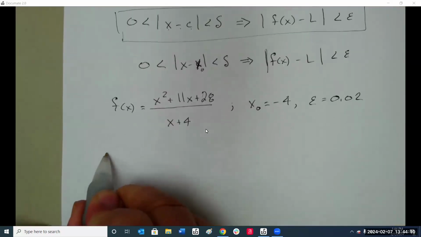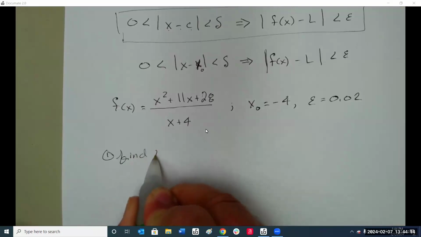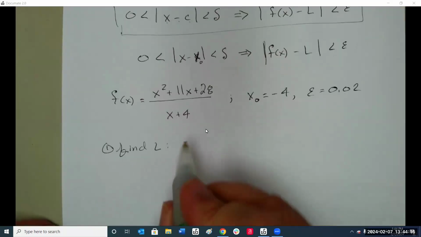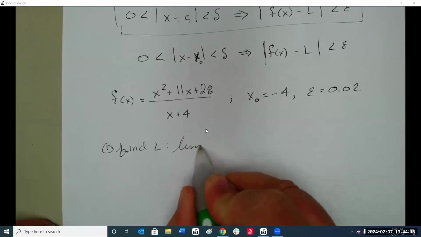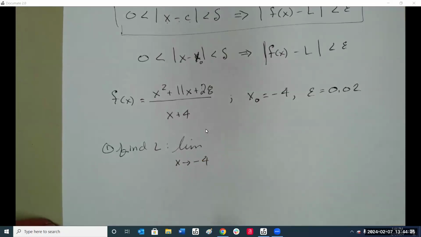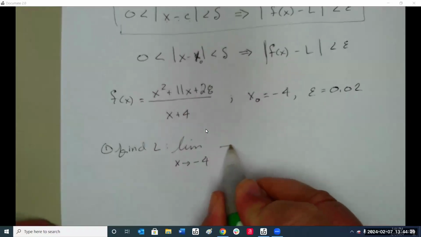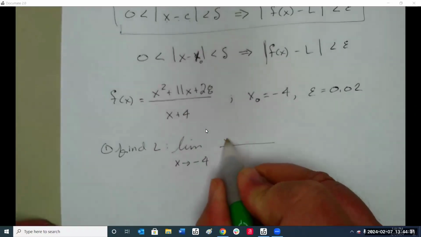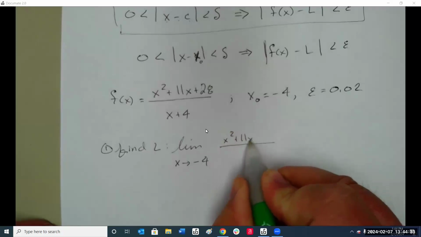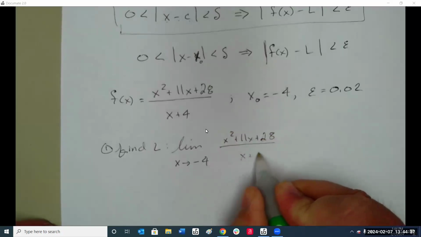So the first thing we have to do is find our limit L. So the limit as x approaches x sub 0, which is -4, of our function (x squared plus 11x plus 28) over (x plus 4).